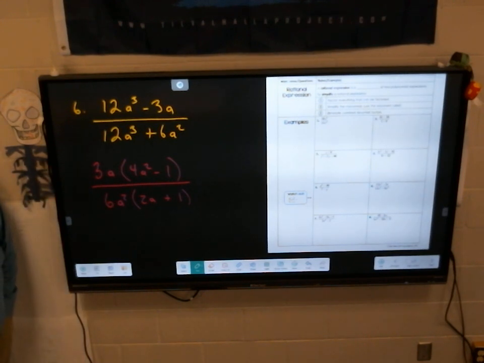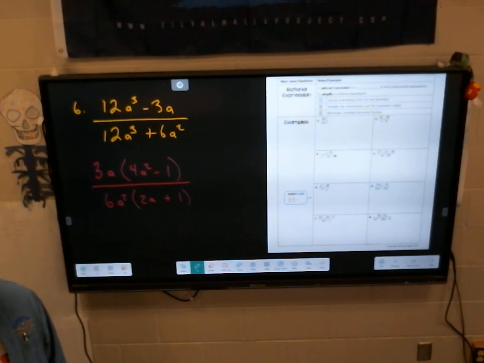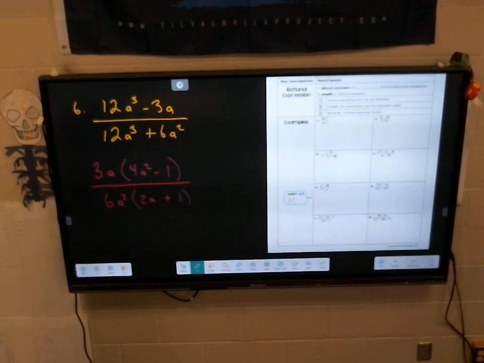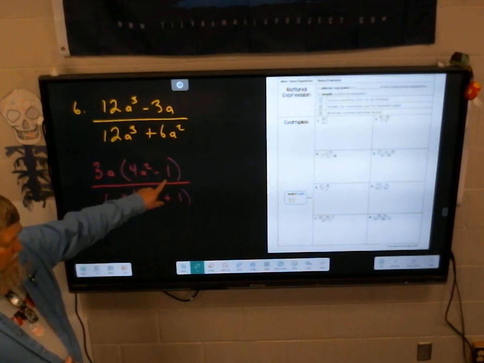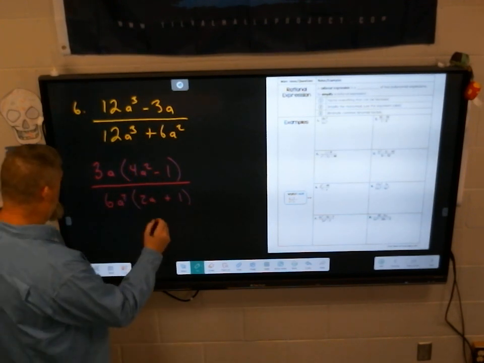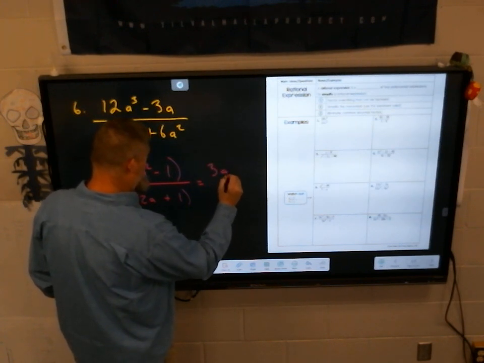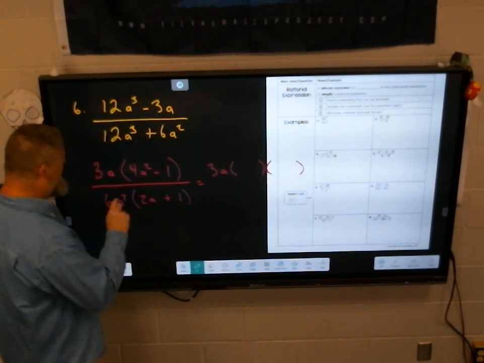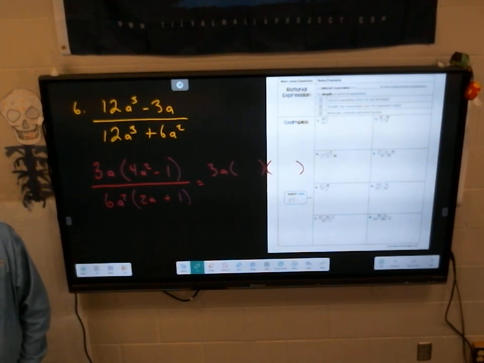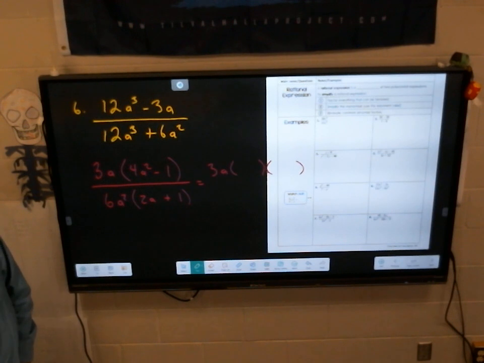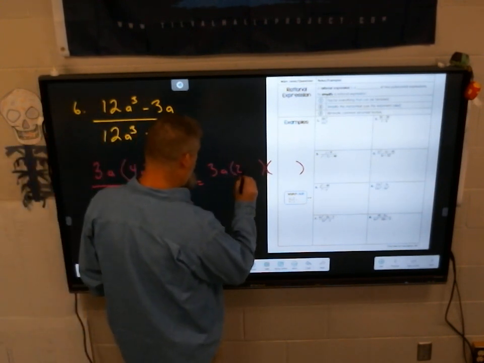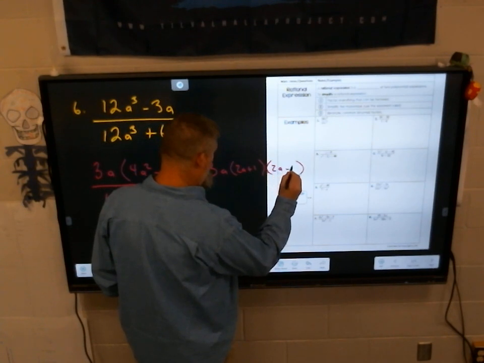Now you have to stop and ask yourself, did I completely factor? No. Why? Because you still have squared. I have the difference of 2 perfect squares, so I can factor out the top. So I'm going to have 3a times, what does 4a squared minus 1 factor to? 2a plus 1 and 2a minus 1.